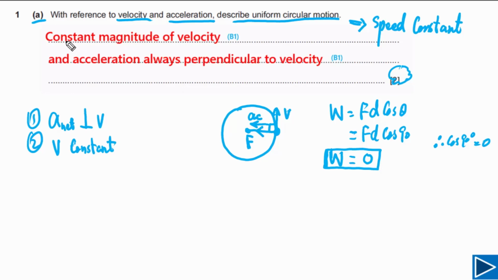The first one: if you have mentioned constant magnitude of velocity, meaning the magnitude of velocity is not changing, you will get 1 mark, and this is the B mark. And the second one: if you have mentioned acceleration always perpendicular to velocity, you will get the 2nd mark.